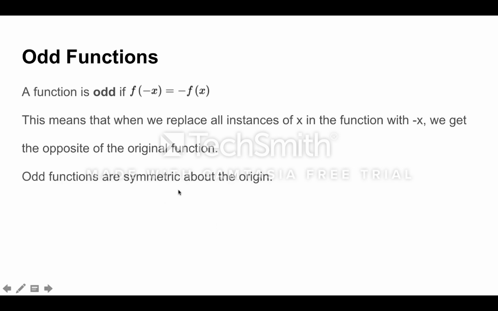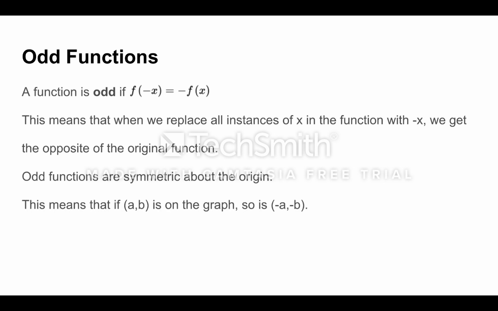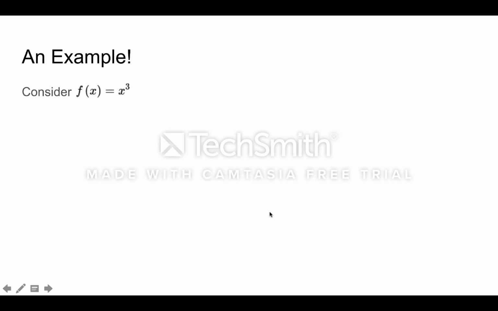Odd functions are symmetric about the origin. Any point we have in one quadrant, say quadrant 1, will have reflected in quadrant 3. Anything in quadrant 2 will be in quadrant 4. So that means if you have a point (a, b) on your graph, and it's an odd function, the point (negative a, negative b) will also be on the graph.